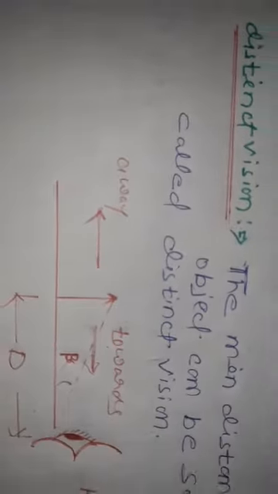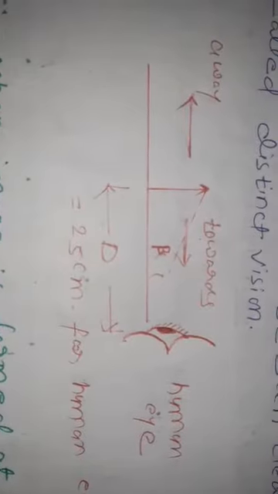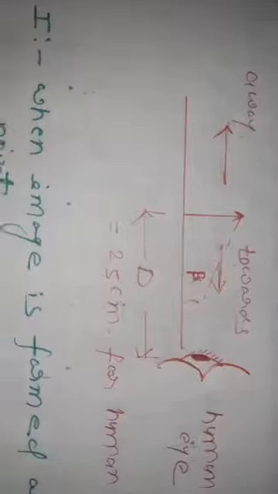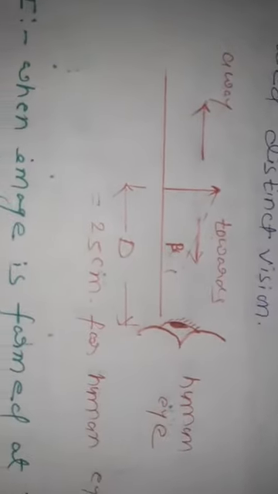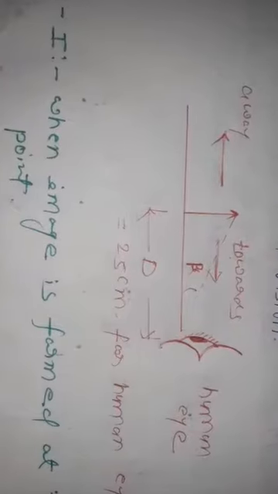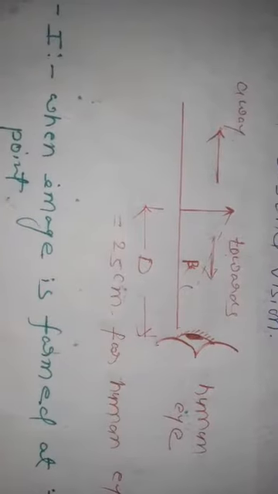Clear? Next one is the distinct vision. What is the distinct vision? Distinct vision is represented by capital D. As you can see in the figure, it is the minimum distance at which an object can be seen clearly.